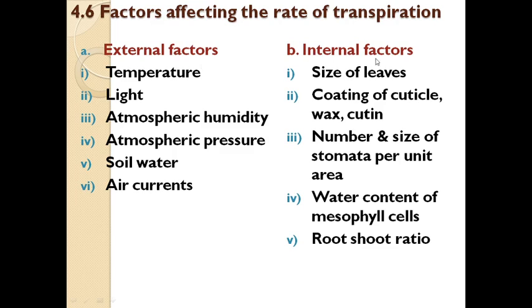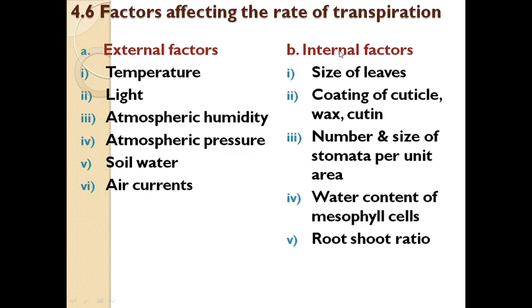The next are the internal factors. The first factor is the size of leaf. The rate of transpiration increases if the leaf size is large, but if the leaf size is small, it reduces the rate of transpiration. So the rate of transpiration is reduced by reducing the leaf size, as in xerophytic plants.